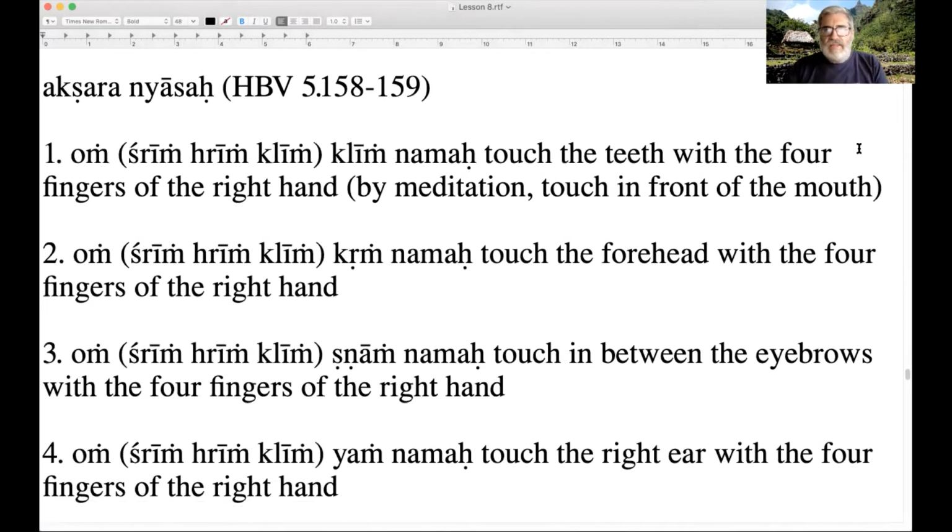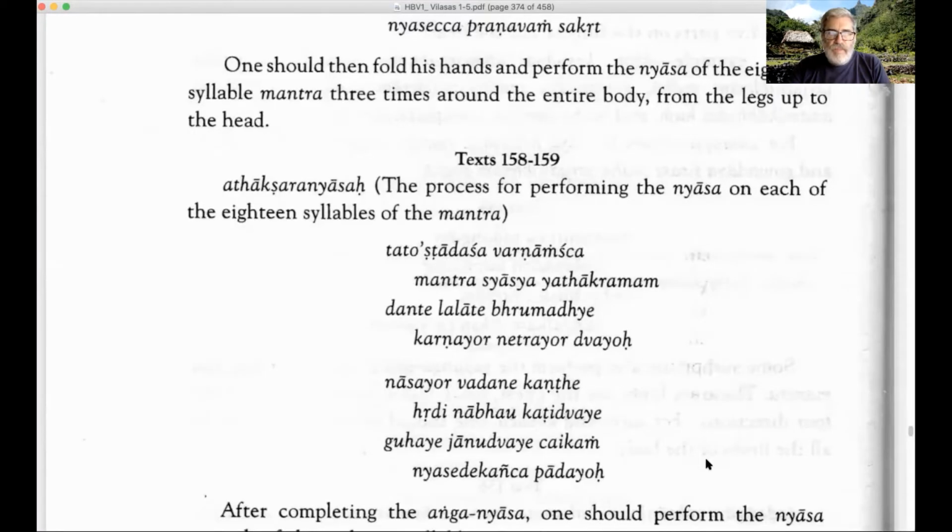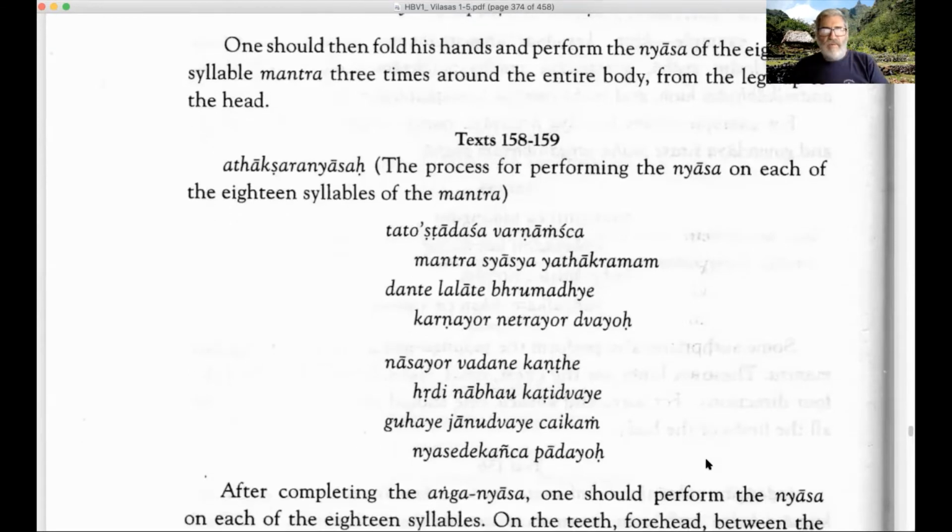Now, let's go back to Hari Bhakti Vilasa, the main slokas, and let's see where we're up to before we go on to any Akshara Nyasa. Yeah, so now we come to Akshara Nyasa. Right, I stopped at the right place. Good. So now those nyasas are finished. Those are preliminary nyasas with the Gopala Mantra.